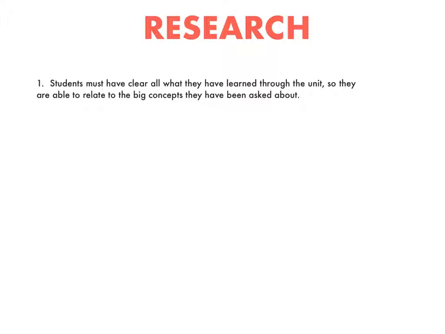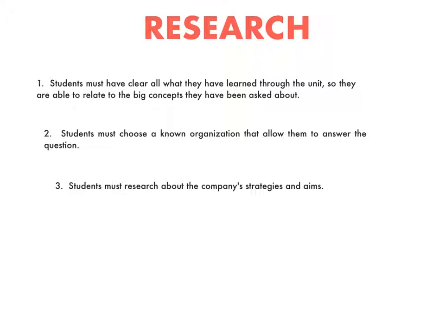What research do students need to do? First of all, the students need to have very clear all the things they have learned throughout the unit so that they are able to relate it to the big concepts they're being asked about. Secondly, they must choose a worldwide-known organization that allows them to answer the question. They need to research these companies' strategies and aims.